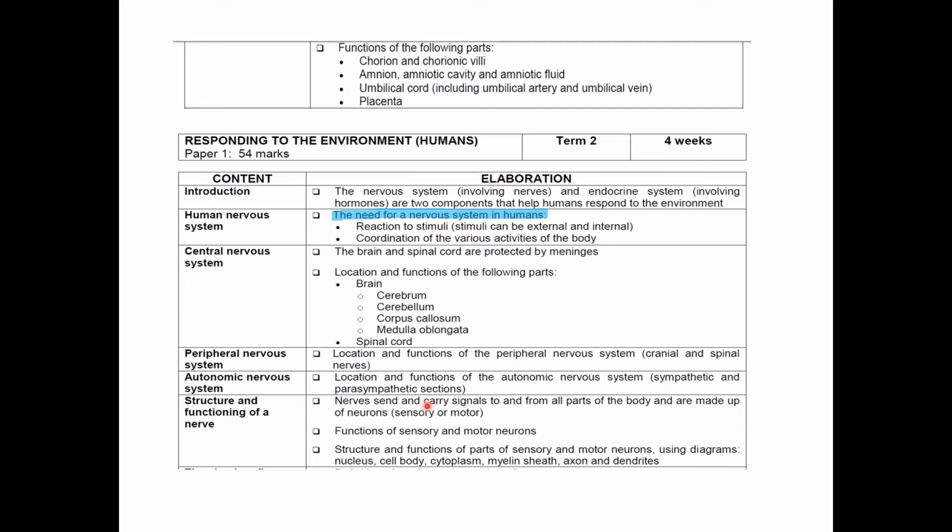We know nerves carry signals to and from all parts of the body that are made up of neurons. You must know the sensory or the motor neuron, functions of the sensory and the motor neuron. And the structure and functions of the parts of the sensory and the motor neuron, you must know using diagrams. You must know the nucleus, the cell body, cytoplasm, myelin sheath, axon, and dendrites.